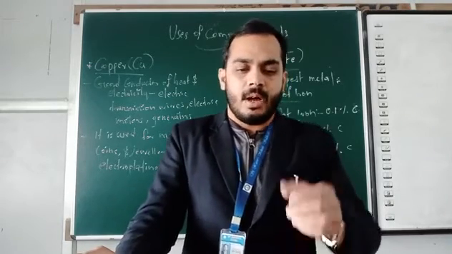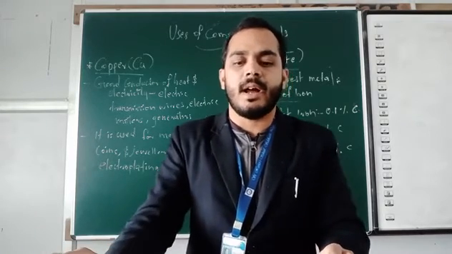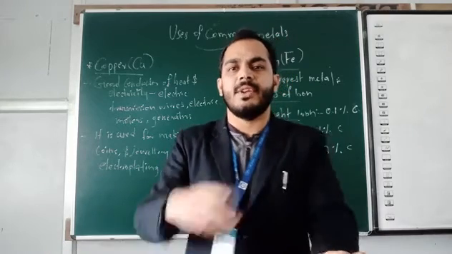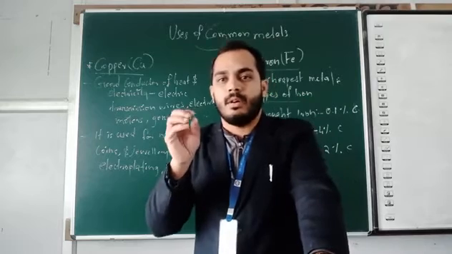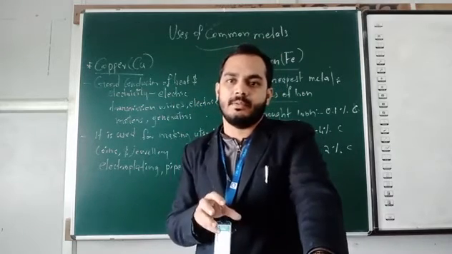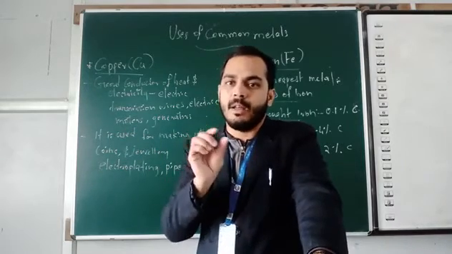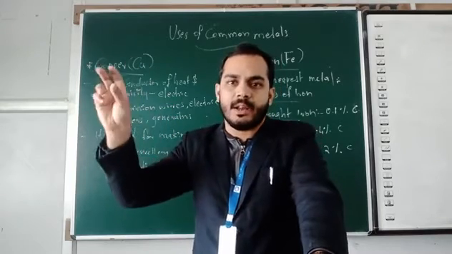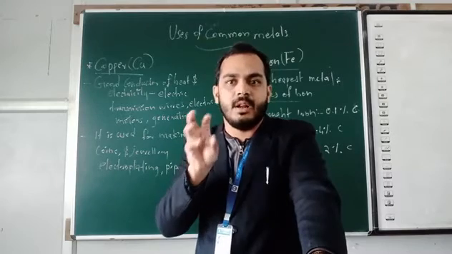Okay. And next, the main uses of zinc. Zinc is used to galvanize iron sheets to prevent them from corrosion. What is galvanization? The zinc is applied over the iron like an electroplating method. It is called galvanization. It protects the iron from direct contact with air and moisture. That's why it prevents corrosion and rust.